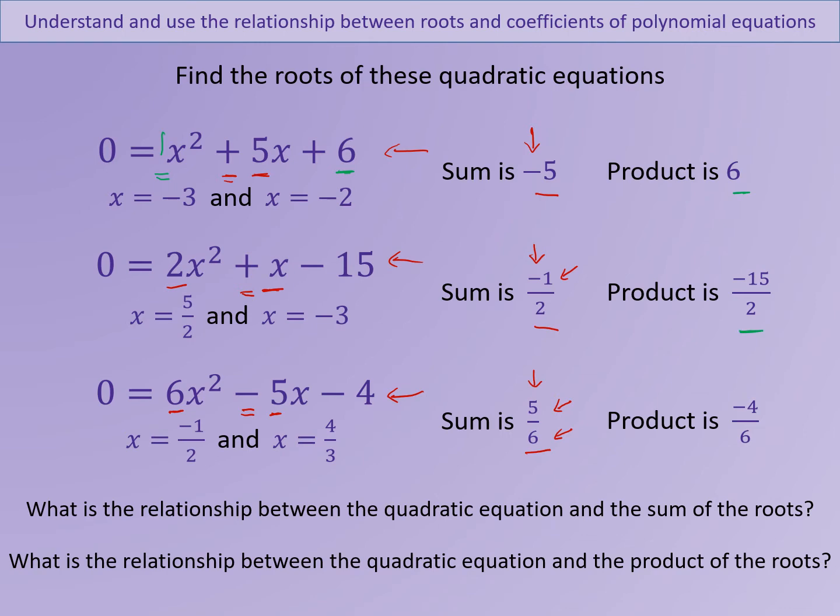And then the second one, -15/2. So we've got the -15 here at the end and the 2 at the beginning. And the final one, -4/6, -4 and 6. So we are looking for the product of the roots, the final coefficient, and the coefficient of the x squared term. And for the sum of the roots, we are looking at the middle coefficient with the x, and the coefficient of the x squared term. Now let's formalise this and have a look at how this is worked out using algebra.